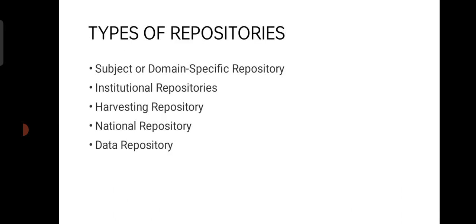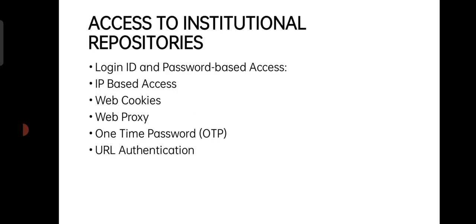These are some of the types of repositories: subject or domain specific repository, institutional repository, harvesting repository, national repository, data repository. Then how can we access the institutional repositories? These are some of the methods: login ID and password based access, IP based access, web cookies, web proxy, one-time password, URL authentication.